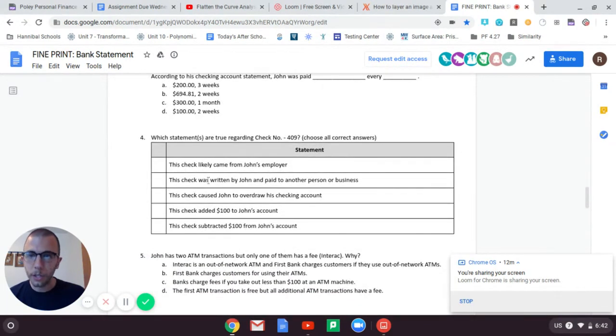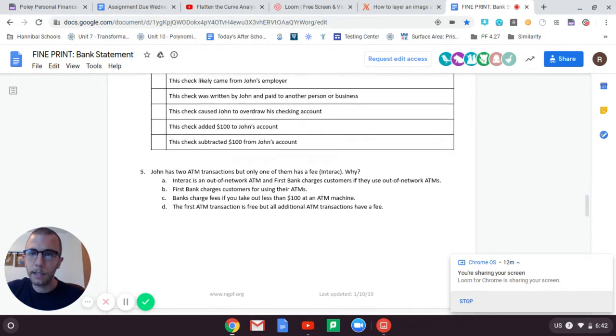Okay, so you should have the second thing checked off. It was written by John and paid to another person or business. And the last thing checked off. This check subtracted $100 from John's account. Both of those statements are true.